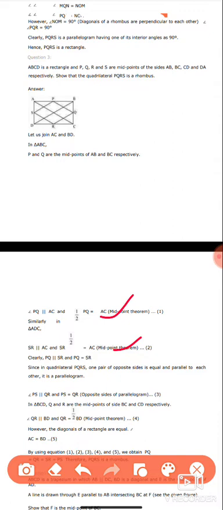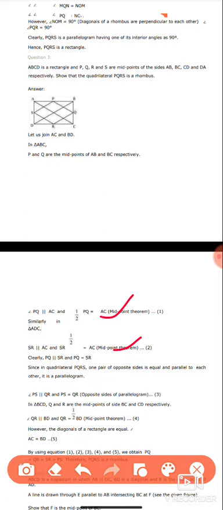So from result number 1 and result number 2 you will have PQ parallel to AC and SR parallel to AC. So PQ will be parallel to SR and PQ is equal to SR. If in a quadrilateral PQRS one pair of opposite sides is equal and parallel, then the given figure is a parallelogram.